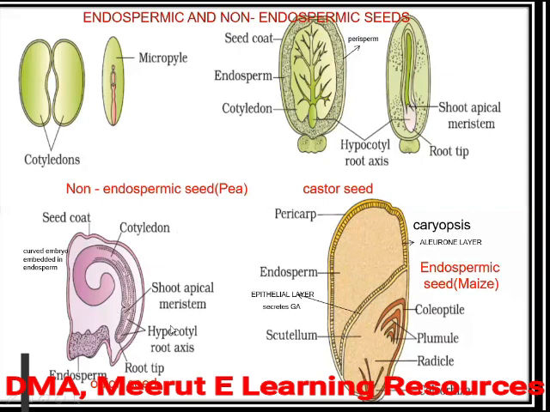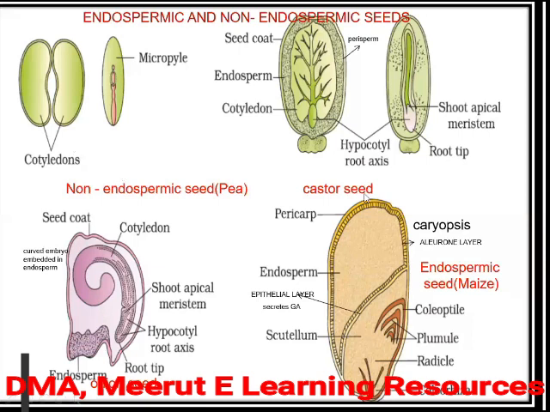Now come to the onion seed. This is a monocot seed. Here you can see the endosperm. Here you can see the embryo. The embryo is curved and embedded in the endosperm. Here you find the seed coats. And this is the onion seed, which is an endospermic seed. Castor is endospermic, onion is endospermic, but pea is non-endospermic.